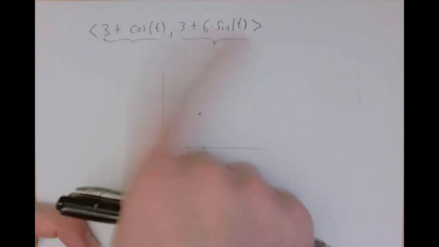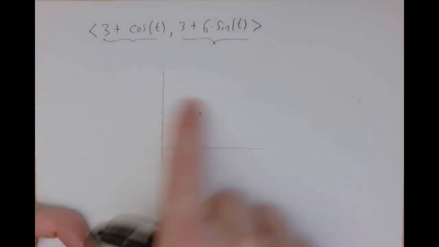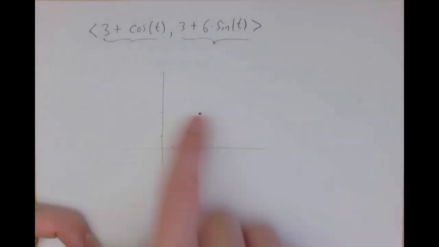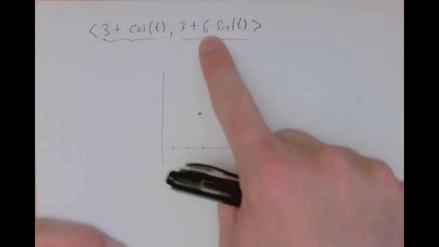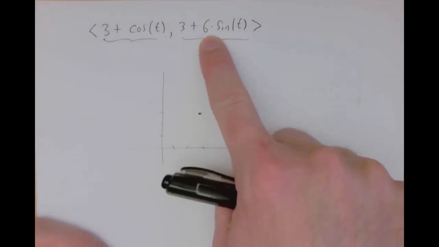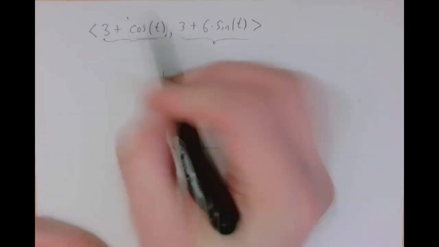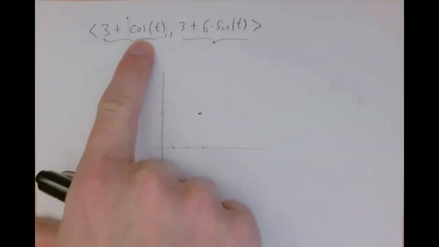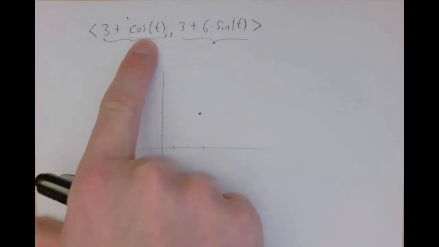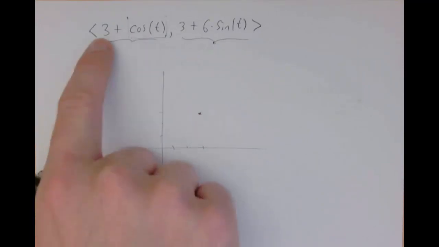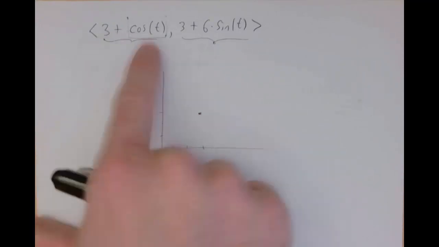And then if it was just cosine and sine, that would be tracing out a unit circle that's centered at 3, 3. But here I've scaled the vertical dimension by 6. So imagine, what's the smallest and what's the largest thing cosine here could ever be? So -1 and 1. So that means that the x-coordinates range from 3 minus 1 to 3 plus 1.